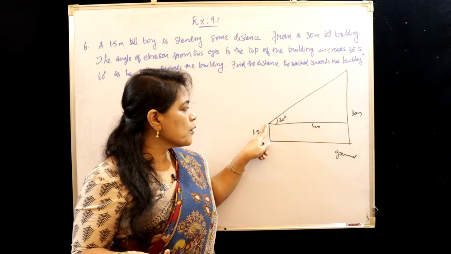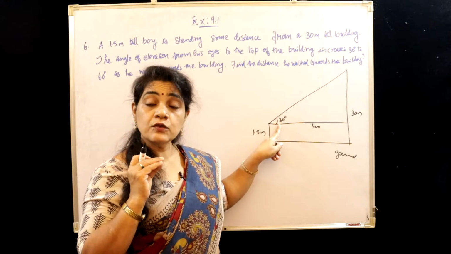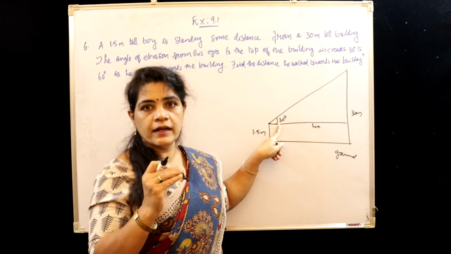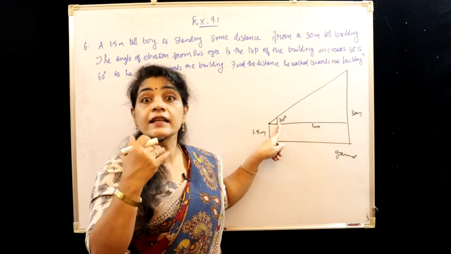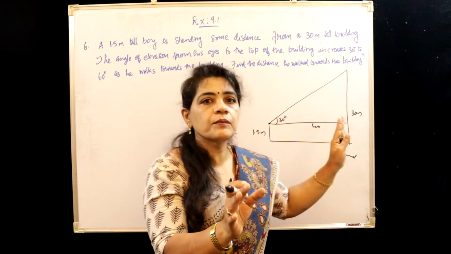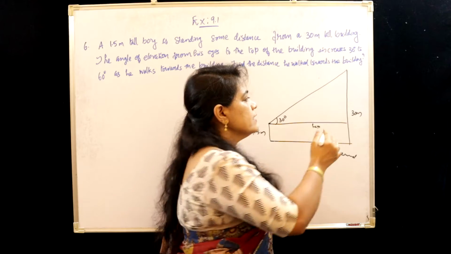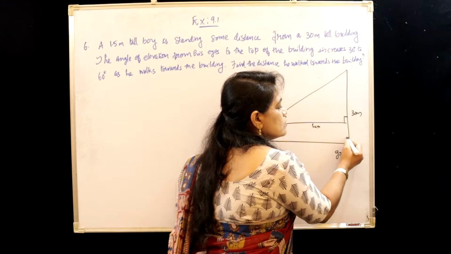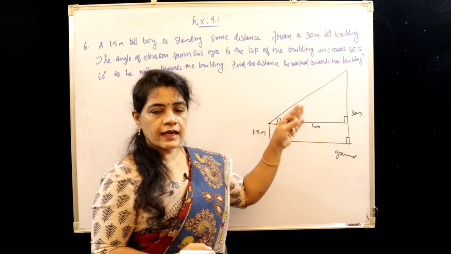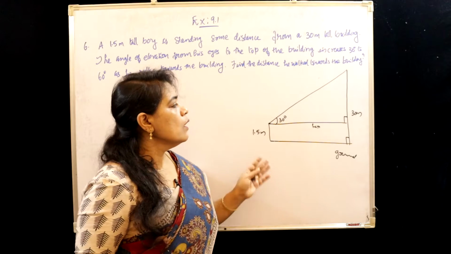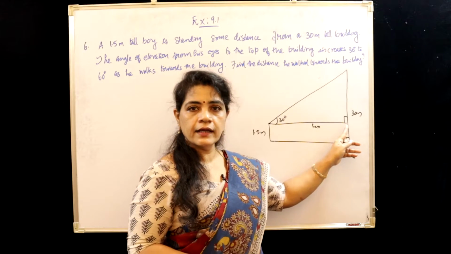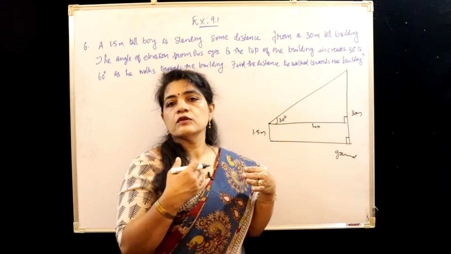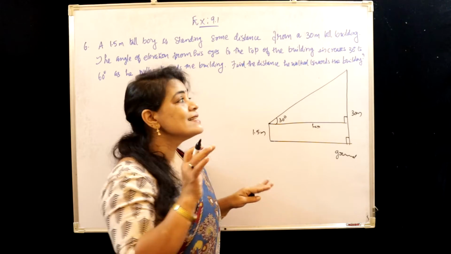And from this point, 30 degrees, as he moves towards the building, the angle of elevation definitely changes. That is, it will increase as we move towards the perpendicular. That means here at this point it is 90 degrees. This is also 90 degrees. The building and the ground make a 90 degree angle. So as he moves from this point towards the building, the angle of elevation also changes, and that is given as 60 degrees.